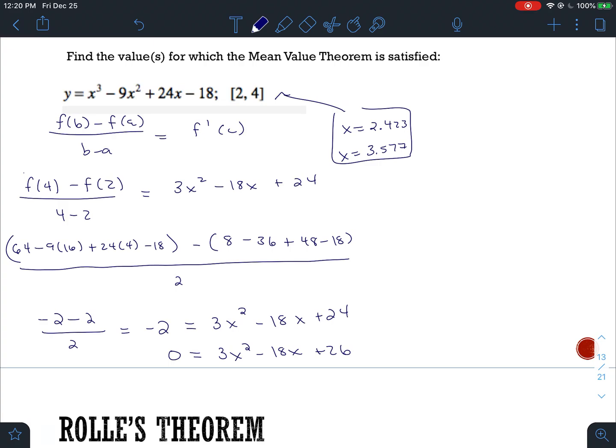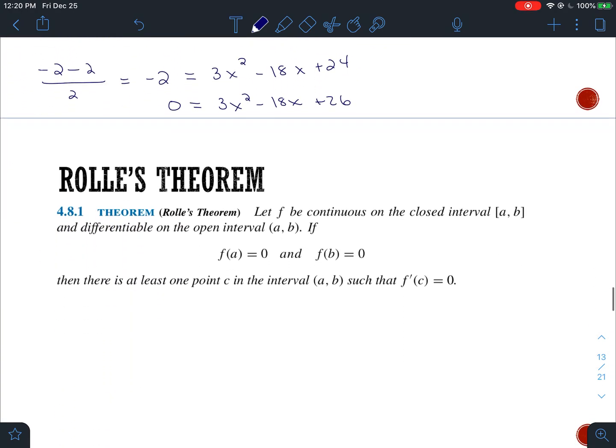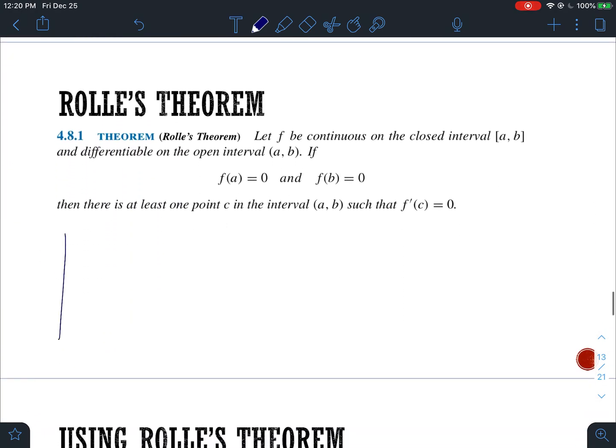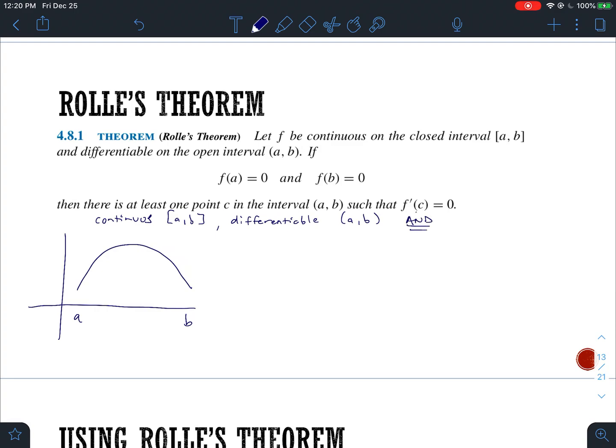There's another theorem that's kind of like the mean value theorem, and it's called Rolle's theorem, but it's a little bit more specific. So Rolle's theorem says that if you have a function that's continuous on a to b, and differentiable, so there are no cusps or corners on the interval a to b. And there's one more stipulation for Rolle's theorem: where you start and where you end is the same height. So f at a is equal to f at b.